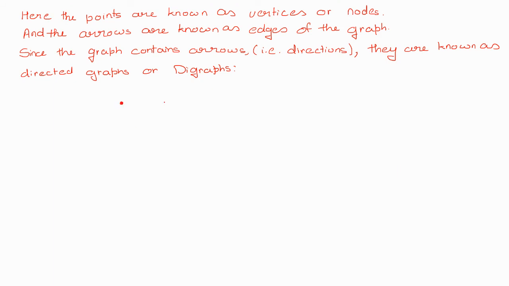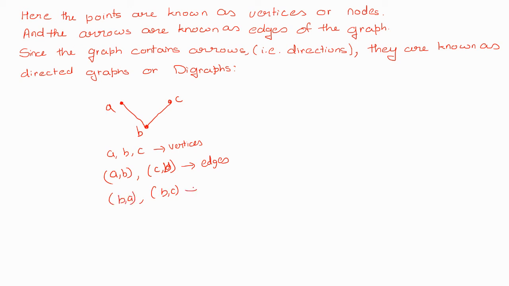Suppose I draw something like this. This is also a graph with A, B, C as vertices, and AB and CB are my edges. Now again, this is an undirected graph. Therefore, I can write this edge CB as edge BC also, right? Even I can write this as BA also. Therefore, these are edges.